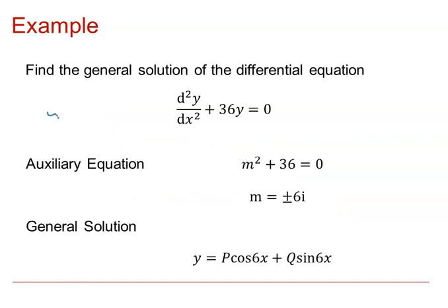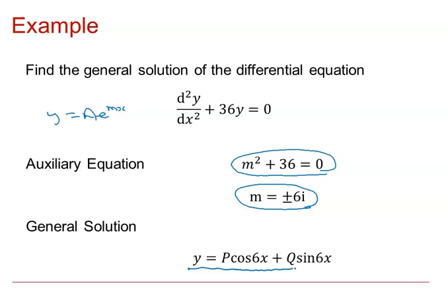So we're trying y equals a e to the mx, and we've written down, as we always do, our auxiliary equation. Its discriminant would be negative, and we get m is plus or minus 6i, and therefore the general solution is y equals p cos 6x plus q sine 6x. And we can have a look at this general solution in a little bit more detail on a GeoGebra file.